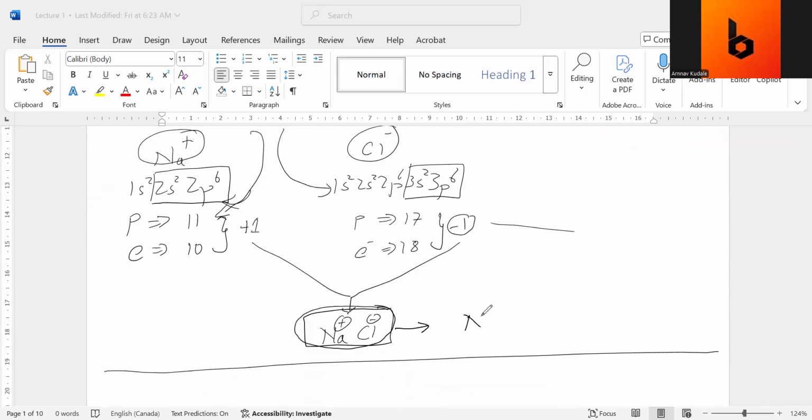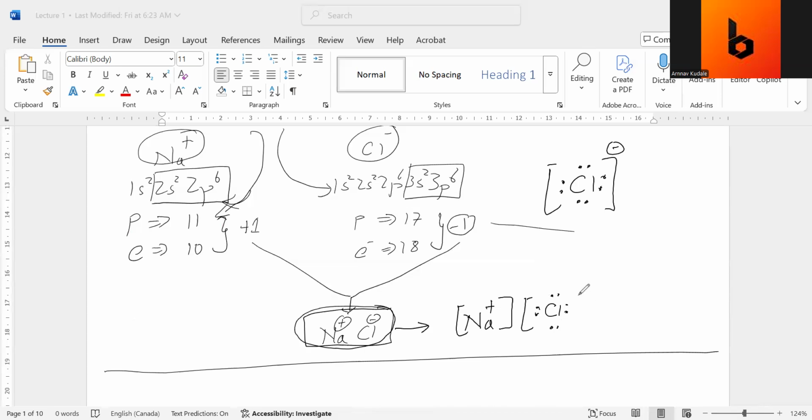Okay, so I have Na plus, right? Because the electron is lost. Chlorine has taken that electron, right? So now chlorine has this structure, and it has a negative charge. So this becomes the Lewis structure of chlorine.